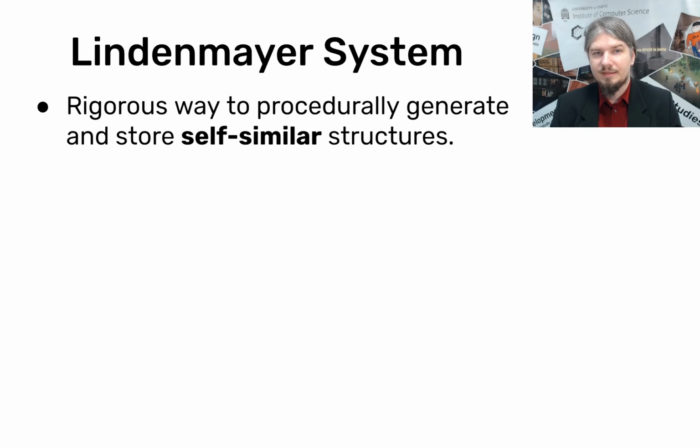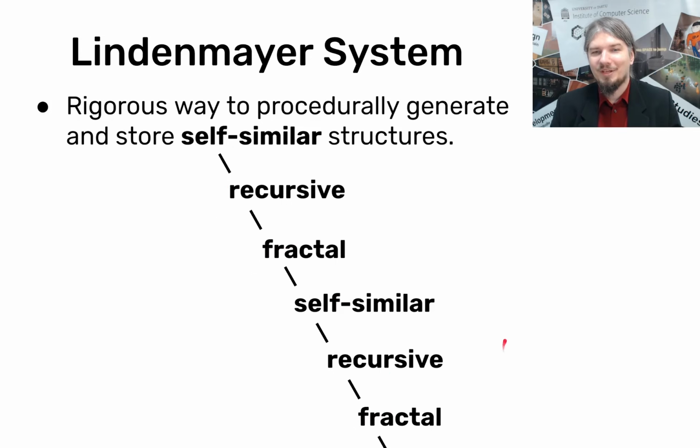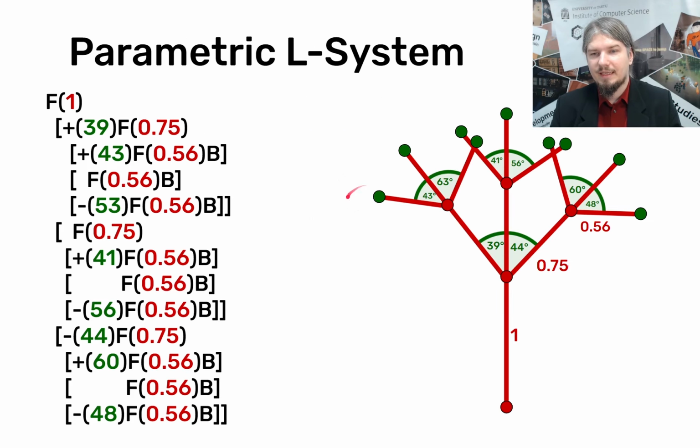So, Lindenmayer systems are a rigorous way to procedurally generate and store self-similar structures. Now this self-similarity, you can also call it a recursive structure, or maybe a fractal structure, or there might be some more names that denote this self-similarity. You can see this self-similarity in our tree structure, for example. So each of these buds spawn new tree branches, or maybe some random number of branches, but still the same algorithm is applied at each level, creating this self-similar object.